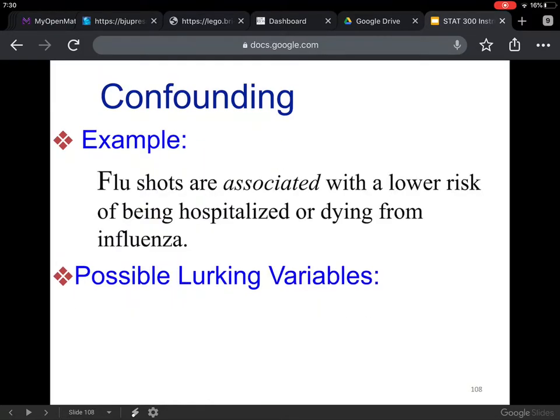Another example of confounding: flu shots are associated with a lower risk of being hospitalized or dying from influenza. What are the possible lurking variables? Well, age, right? You can be hospitalized because of your age, health status, or mobility, for instance, seniors. There are other variables that will affect you being hospitalized or dying from influenza, of course. So that's what confounding is.